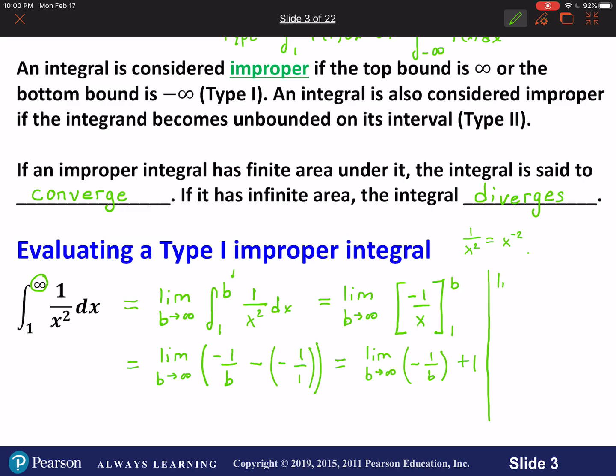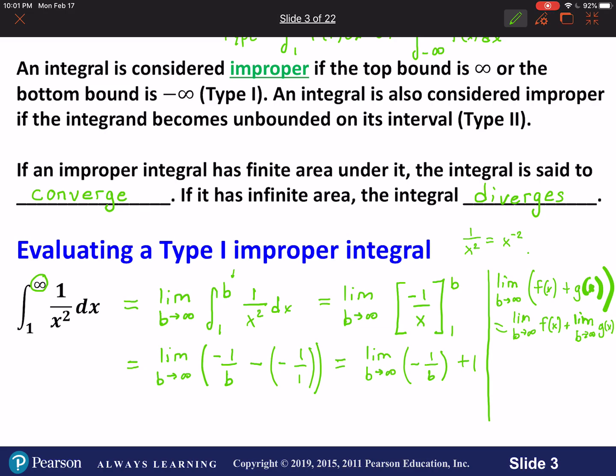Whenever you're doing a limit problem, the limit of f of x plus g of x is equal to the limit as b approaches infinity of the first one plus the limit as b approaches infinity of the second function. And so that's basically what we're doing. We're just splitting it up.